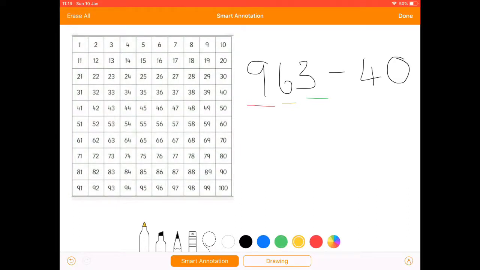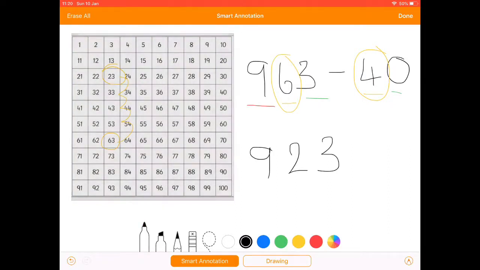And if we look at the number we're subtracting, it's a multiple of 10, it's 4 tens. 4 tens and no units. So again, it's our tens column that's going to be affected here. Our hundreds and our units will stay the same. So let's look at the number 63 on our numeracy map. And we're taking away 4 tens. There's 1, 2, 3, 4 tens. So it's going to be 923. As I said, our hundreds and our units will remain the same, and our tens column is what's going to change.